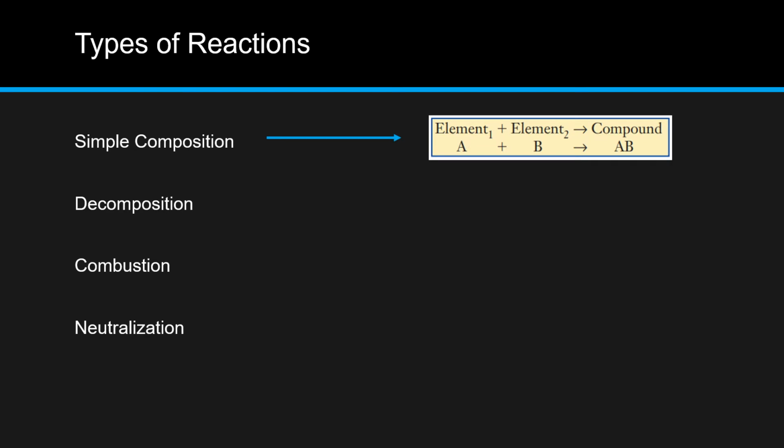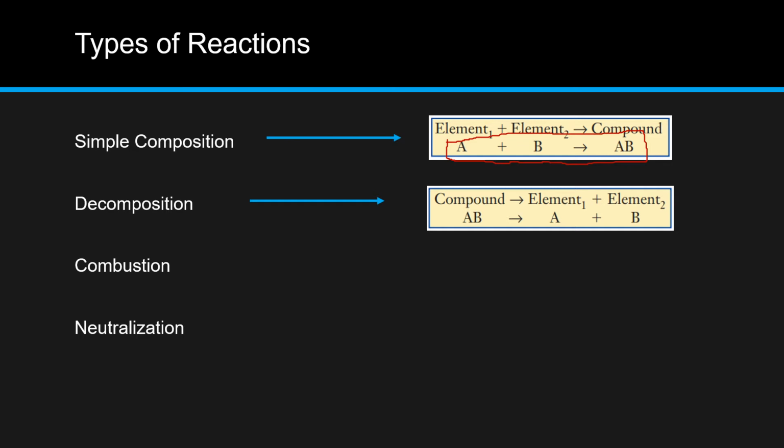What we see here, this is that example we had from the last slide, where we're trying to make one compound. And so my favorite way to visualize this is with the A plus B makes AB. But if you like, it's element 1 plus element 2 to create a compound. And so this is where we're taking two things and we're making one substance.